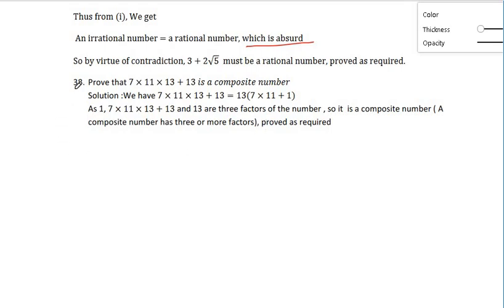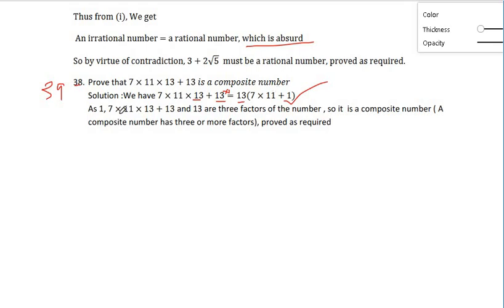This is the last question, it will be 39. Prove that 7 into 11 into 13 plus 13 is a composite number. Now you can take common. You have seen the form here, 13 and here 13, so you are asked to take 13 common. If you take 13 common, what remains is 7 into 11, and for 13 it is 13 into 1. 13 is out, so 1 will remain.